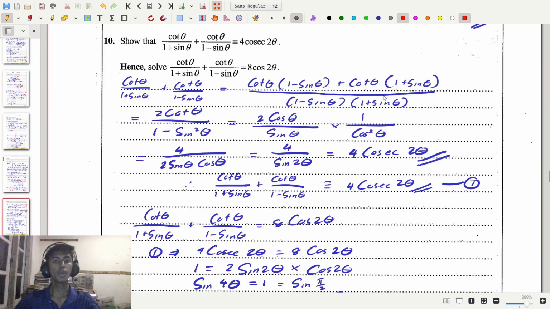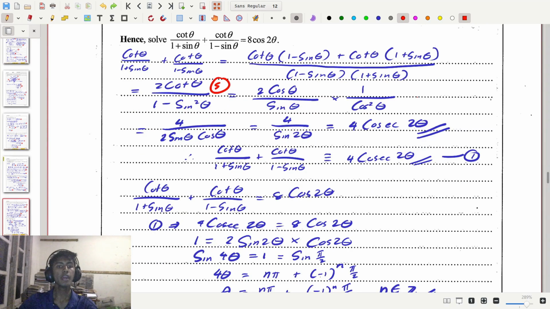For this question, when you take everything under a common base like this, and then go from this expression right here to the expression 2 cos theta divided by 1 minus sine square theta, or 2 cosine theta divided by sine theta times 1 over cosine square theta, for either of these you get 5 marks. So getting to this point right here, you get 5 marks. After this, when you simplify down and use the identity 2 sine times cosine equal to sine of double the angle, and you write 4 over sine 2 theta as being equal to 4 times the cosec of 2 theta, and get to this point, you get 5 marks for that.